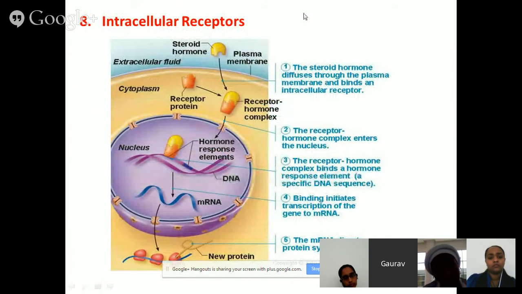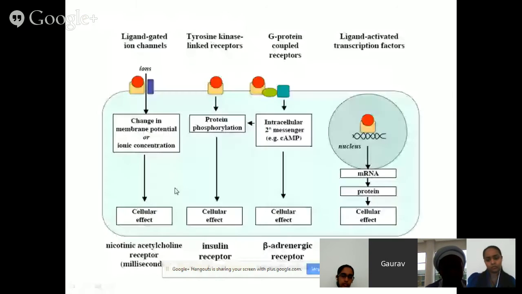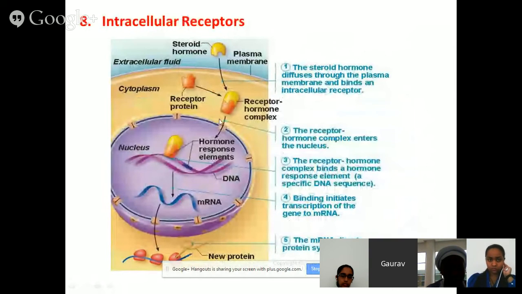Suppose we discuss steroid hormones. Steroid hormones can easily diffuse across the cell membrane. After diffusion, they can bind with the intracellular receptors and make an intracellular receptor complex. After making a complex, they will transfer into the nucleus. They will enter the nucleus, bind with different regions of DNA, initiating transcription of mRNA, and later they will produce different types of protein synthesis. That's called intracellular receptors.